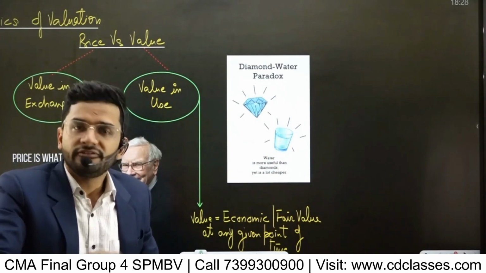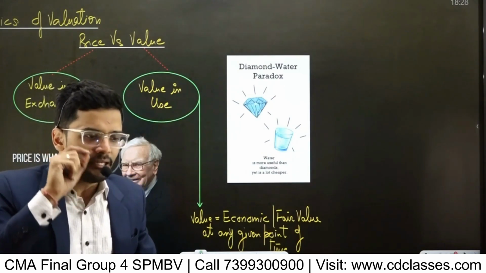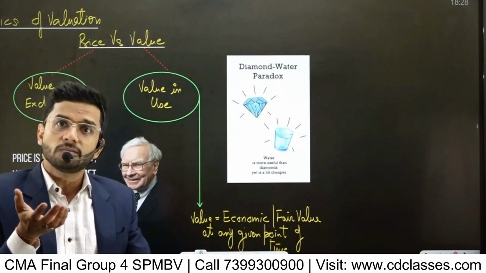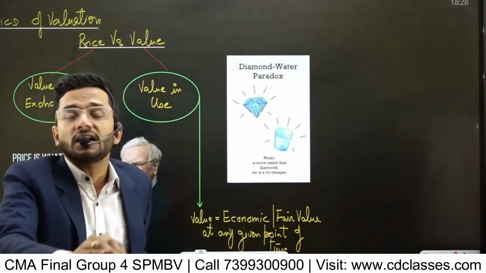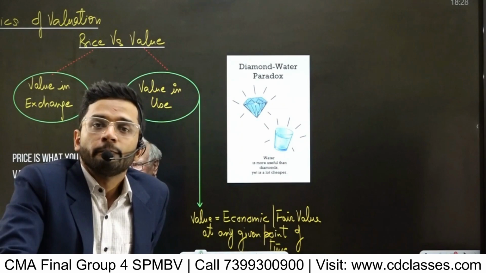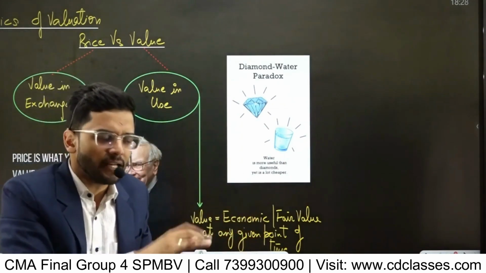Suppose you are feeling thirsty. Can you say, mom, please give me your diamond ring, I will lick the diamond ring and quench my thirst? Is it possible? The answer is no. For quenching your thirst, you need water only. You cannot be satisfied with diamond. And therefore, there is a clear distinguishing factor between price and value.